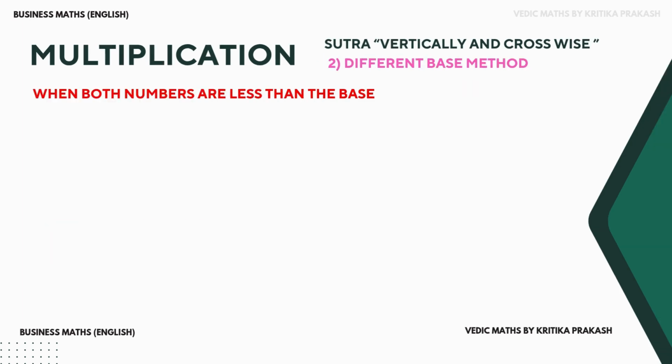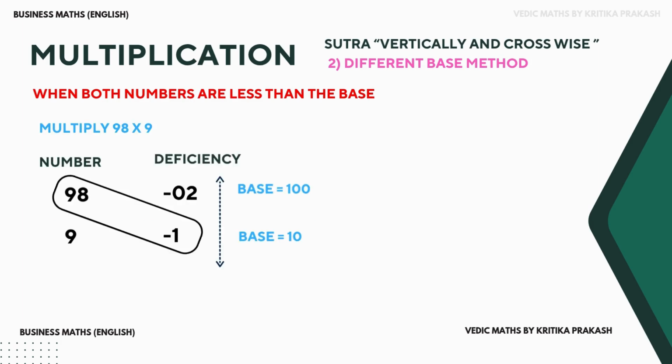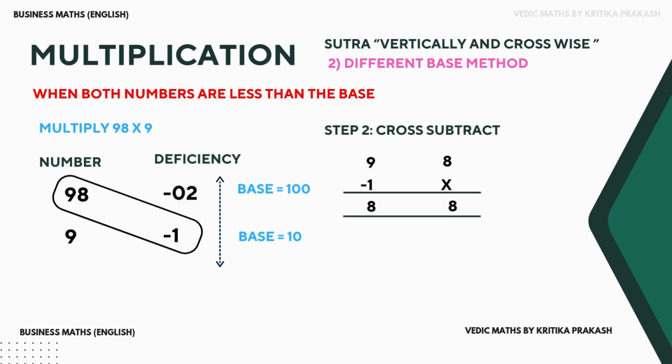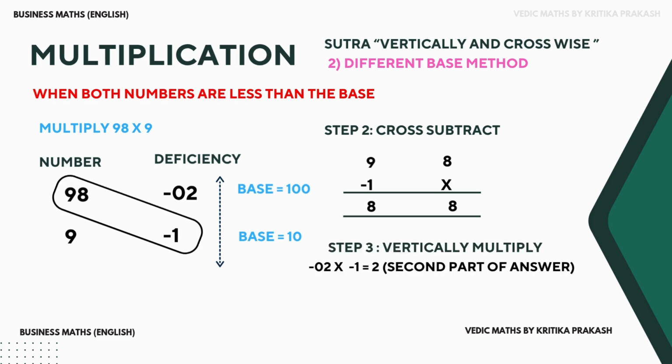Now let's refer to the second calculation of multiplication, which is the different base method. Considering a question where we need to multiply 98 into 9, we would be writing the number on the left side and the deficiencies on the right side. Both the values have a deficiency from their bases and we would be mentioning them on the right hand side. Second step is to cross subtract the values which are given to us. So we would be cross subtracting 9 with 1. We would be getting the answer 8. We would leave the right hand side column and we would be mentioning the number as it is.